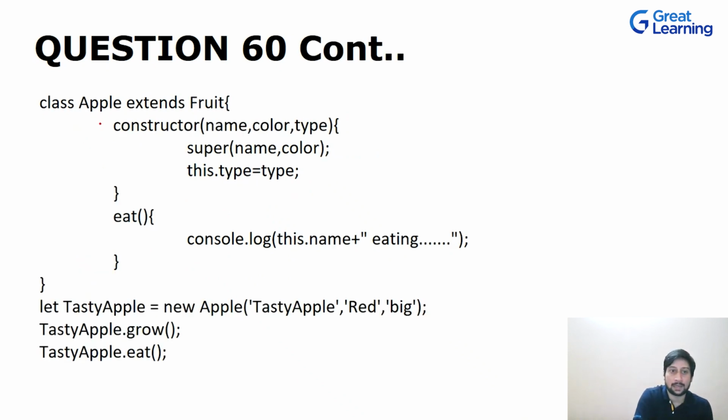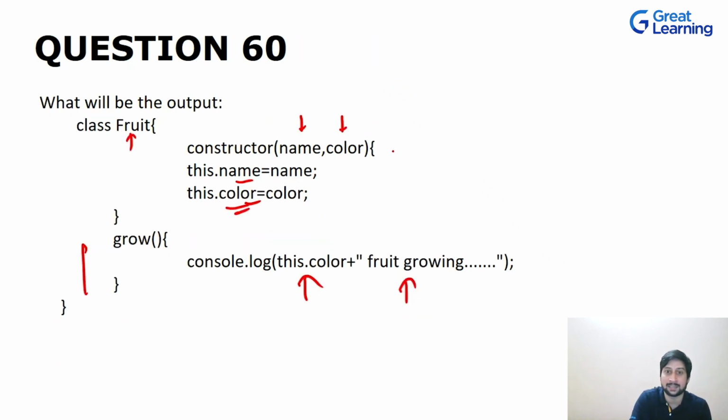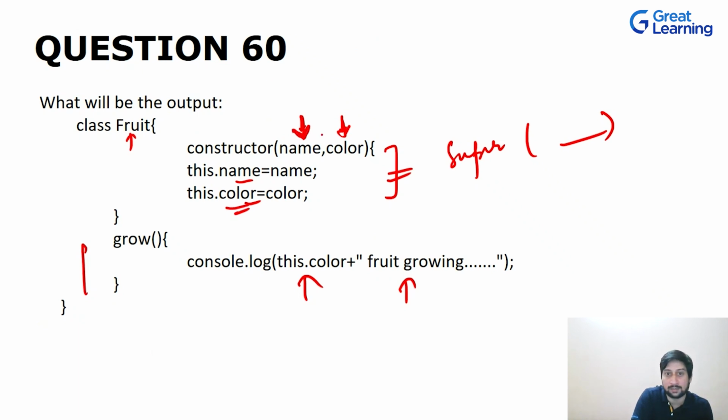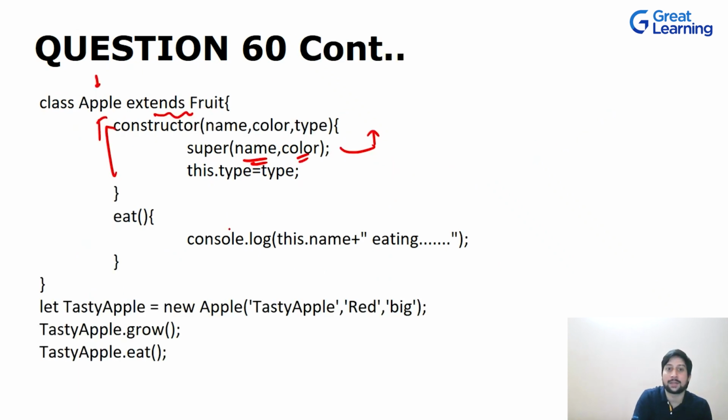Now we have another class, Apple, which is extending Fruit. So basically we are using the concept of inheritance here. In this we have again a constructor, but this time we are calling the constructor of the earlier class with the help of the super keyword, passing in these two arguments, name and color, which will be set in the parent constructor. Then we set the type, which is one extra argument that we have in the Apple class.